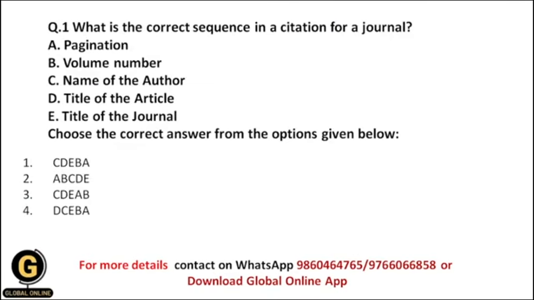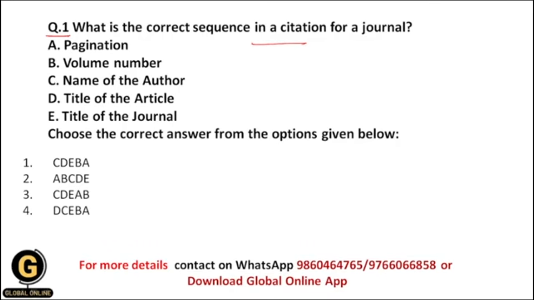Students, let us start with our today's session now. Question 1 is, what is the correct sequence in a citation for a journal? So basically students, whenever you write a whole research report and that research report gets published in a particular journal, then at the end of each and every research report we write the references, and we also write references within the text.